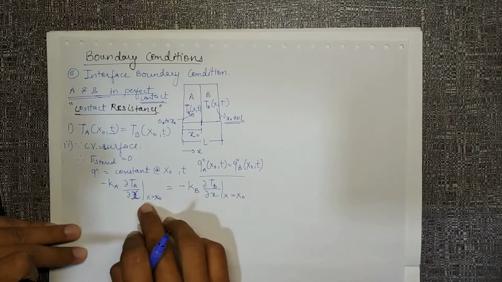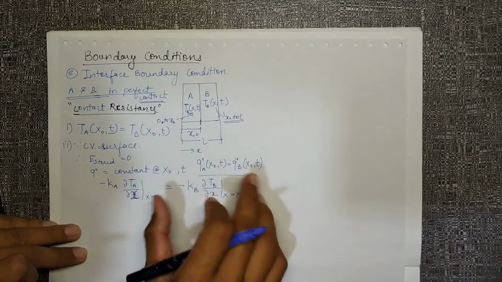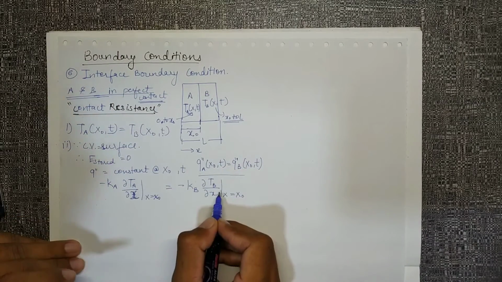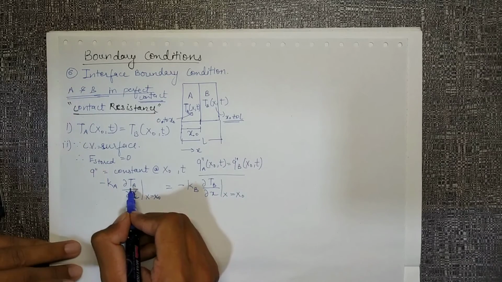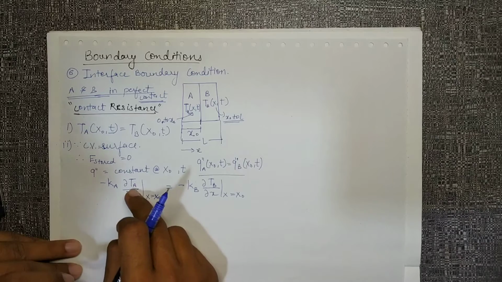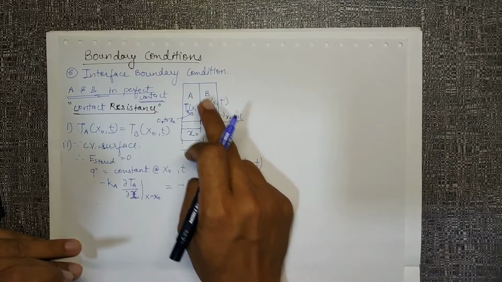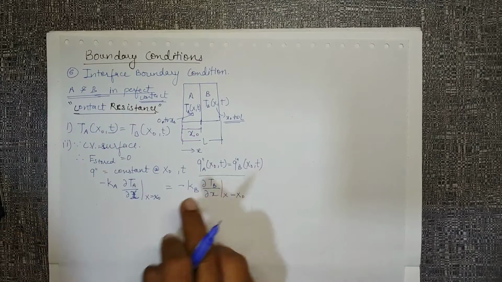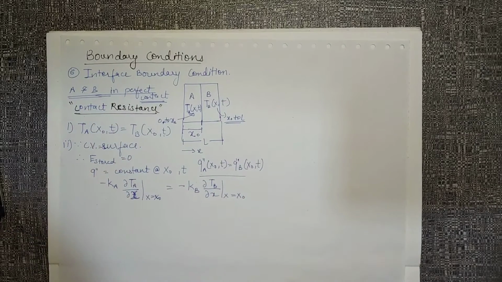So at location x naught, at any given time, it doesn't matter, at all times my heat flux will remain the same. And remember, the temperature of wall A will be represented using TA. The temperature at any location in wall B will be represented using TB. That's why I have differentiated it as TA and TB.